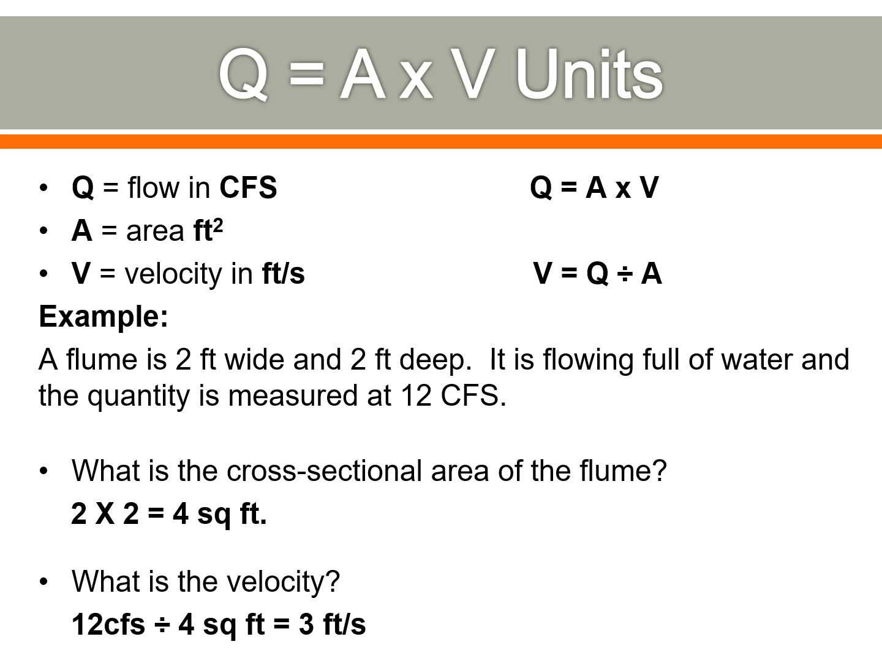So if we were to take some of that information and plug it into a problem, here's an example problem. You've got a flume that is 2 feet wide and 2 feet deep. It is flowing full of water and has a quantity measured at 12 cubic feet per second. So what is the cross-sectional area of the flume? It is 2 feet times 2 feet, which will equal 4 square feet. And then we have the quantity, which is 12 cubic feet per second. So if we take that and divide it by 4 square feet, you would wind up with 3 feet per second, which is your velocity.